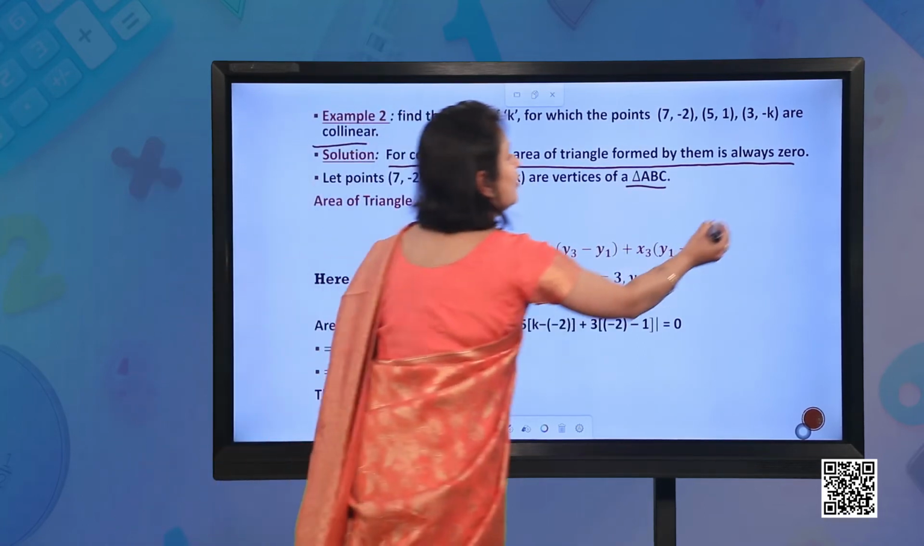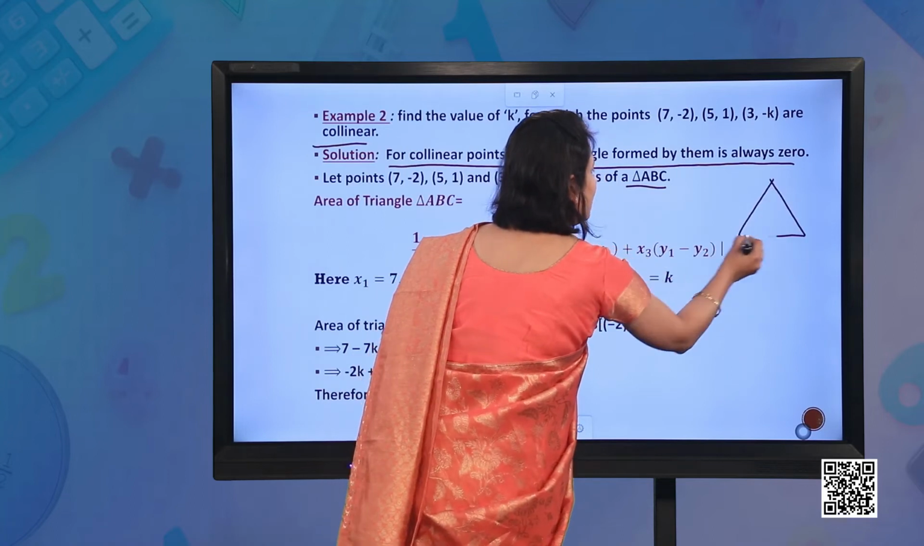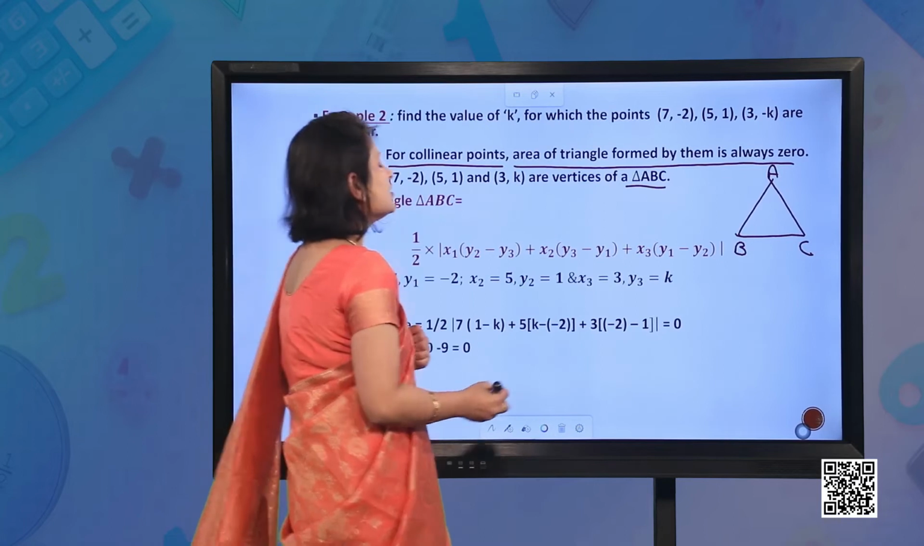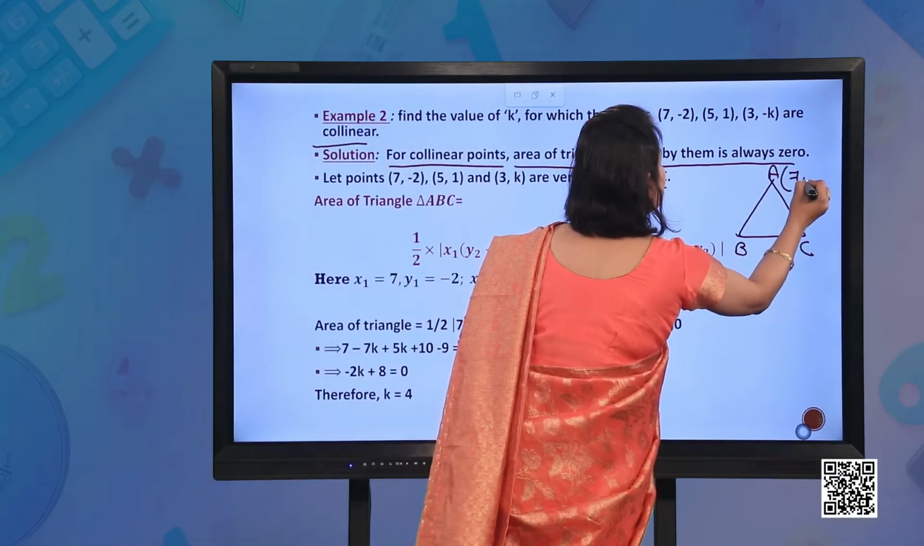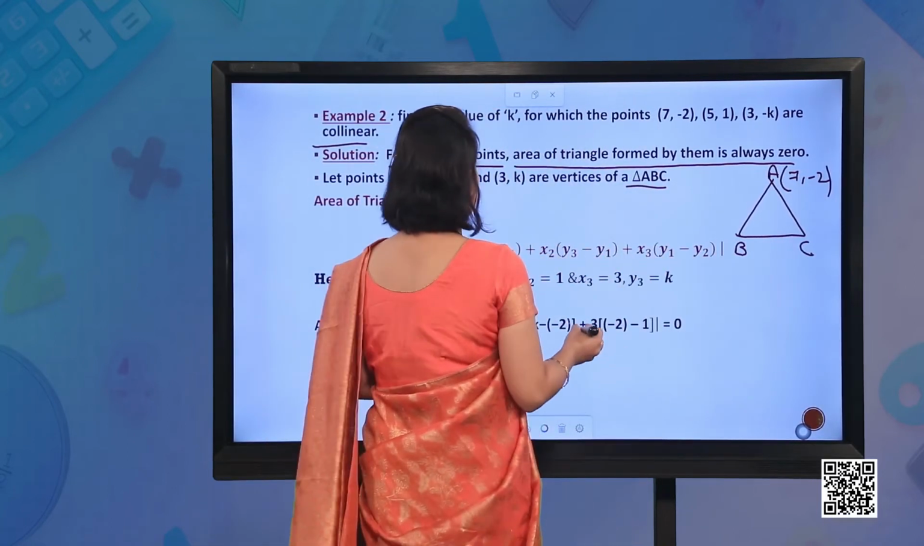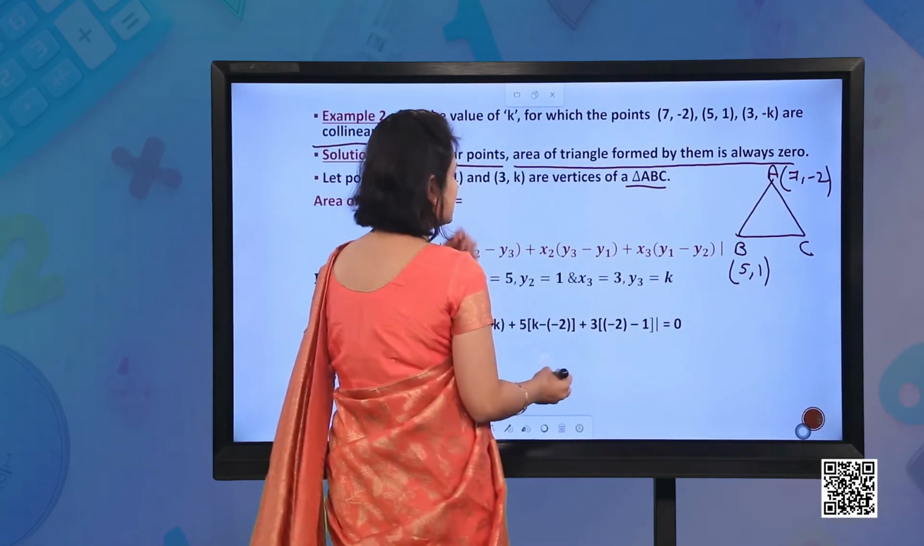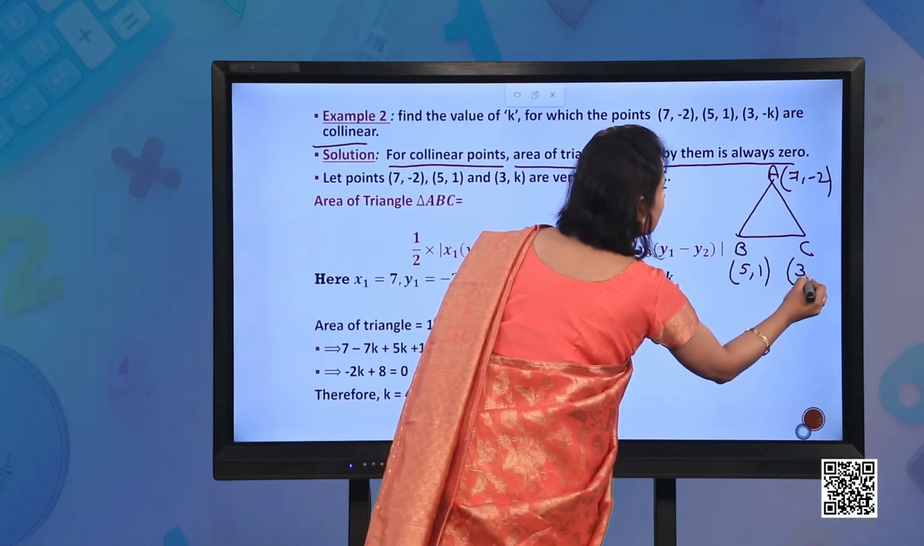ABC. You have taken this triangle ABC. A is (7, -2), B is (5, 1) and C is (3, k).